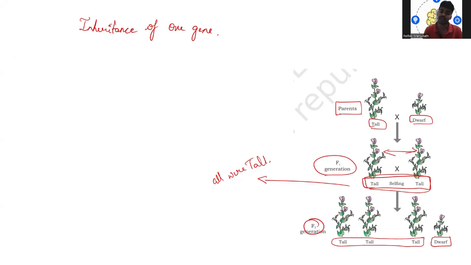So now what we can observe is that in characters like tall and dwarf, dwarf is basically a character which the parents had. In the F1 generation, he observed that all the F1 plants were tall. So dwarf was nowhere to be observed. The dwarf character was not observed. But after selfing this F1 generation plant, he was able to observe that hidden character, the character which he did not observe in the F1 generation, expressed in the F2 generation.